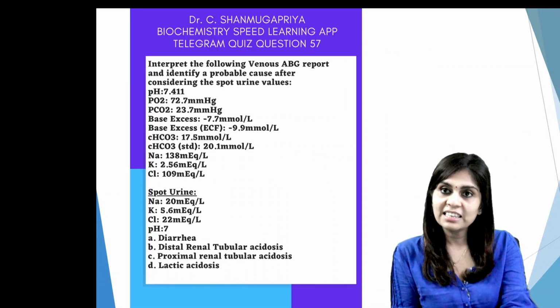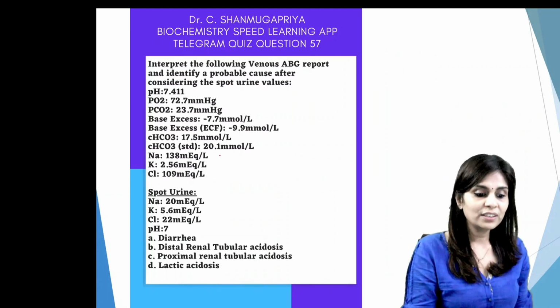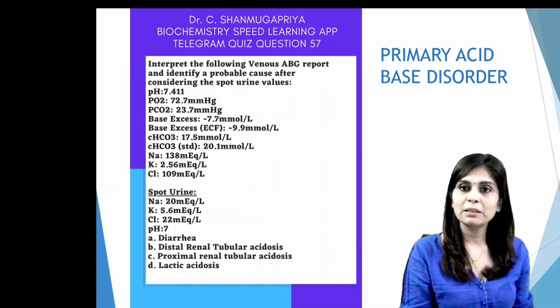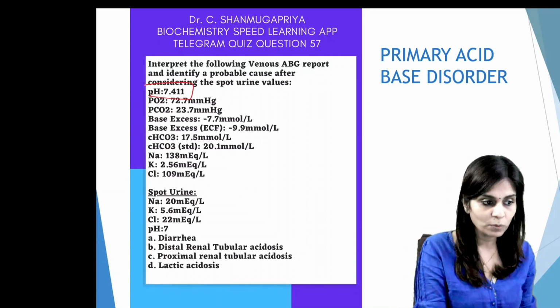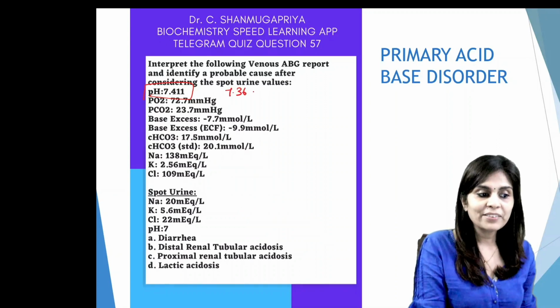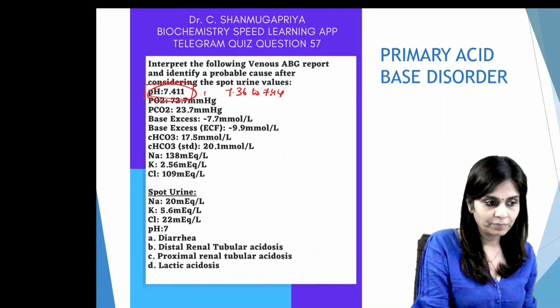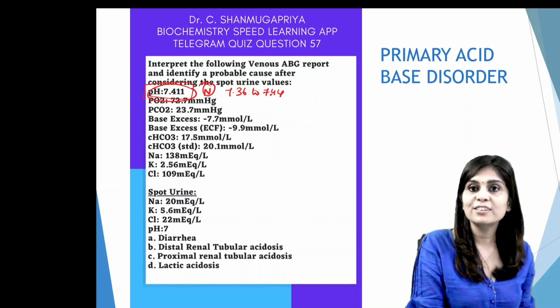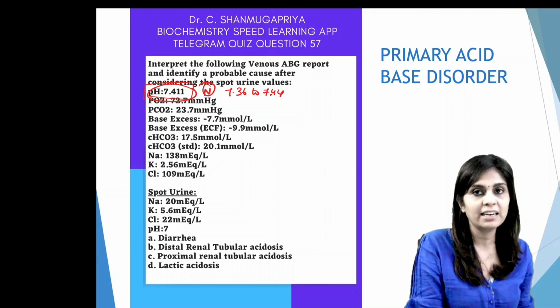Let's look at the venous blood gas analysis report. We'll try to interpret it now. So first step is, as always, to identify the primary acid-base disorder, for which I'm going to look at the pH value. Normal is between 7.36 and 7.44. Here it's normal. I am not going to declare it as normal acid-base homeostasis before I check PCO2 and bicarbonate.